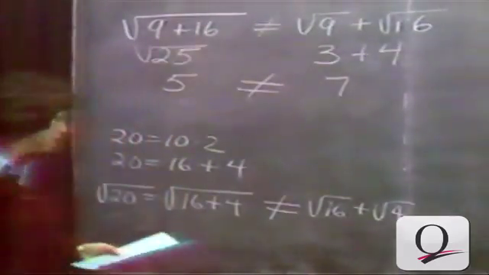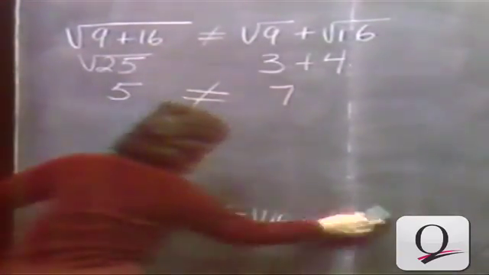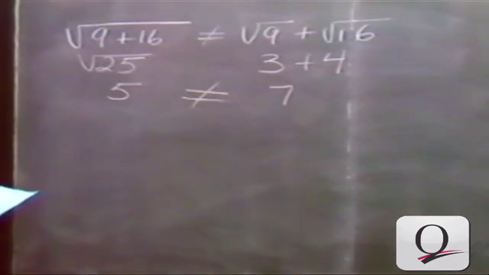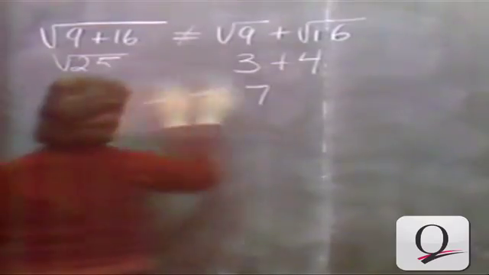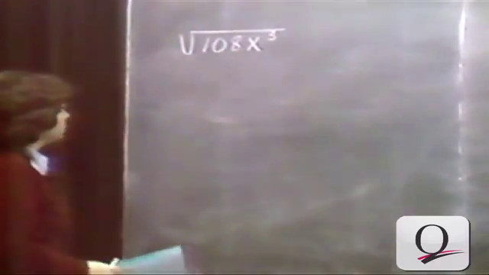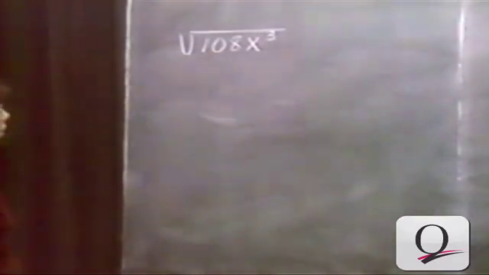Okay, let's try to simplify the form of some more radicals. Let's work with the square root of 108x cubed. Throughout our work on radicals, we will assume that all variables are positive real numbers. We would like to simplify the form of this radical. Now we're looking for perfect square factors of 108.